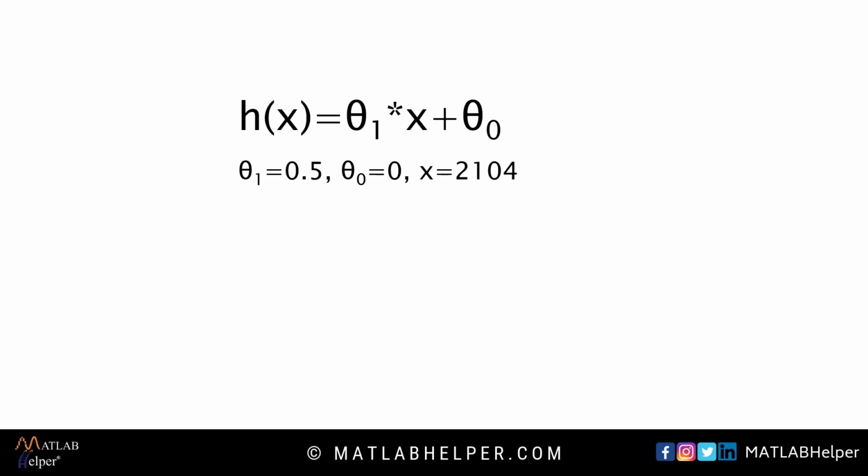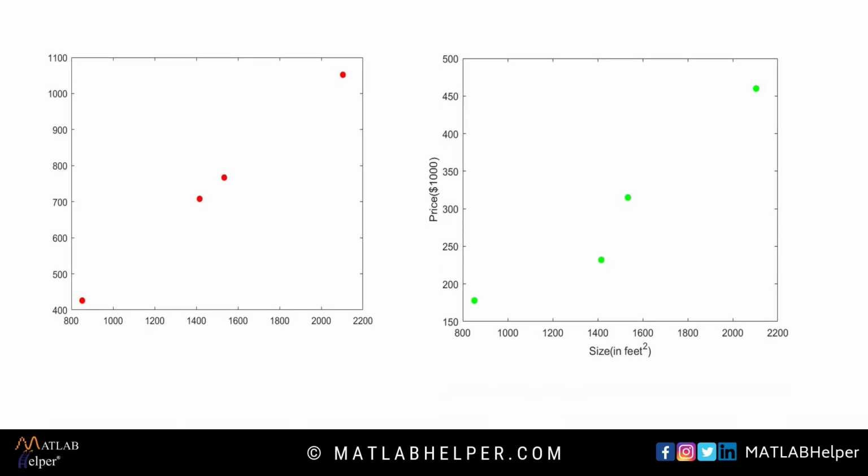And if we substitute the x value as the first value in the table, we get h is equal to 1052, but the actual output is 460. It doesn't even come close. Likewise, if we calculate for other input values, we get this. But actually, we have to get this. There is a difference in actual and predicted output.